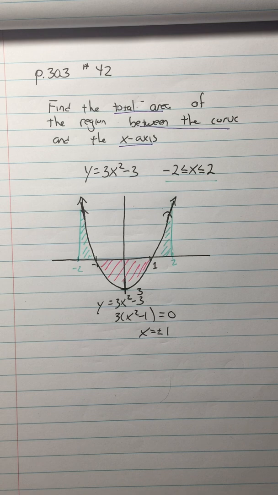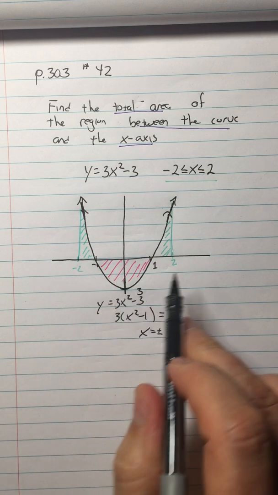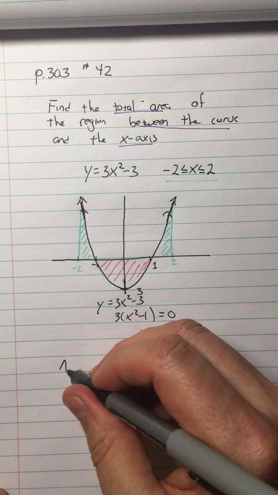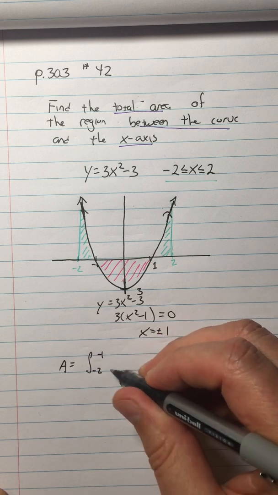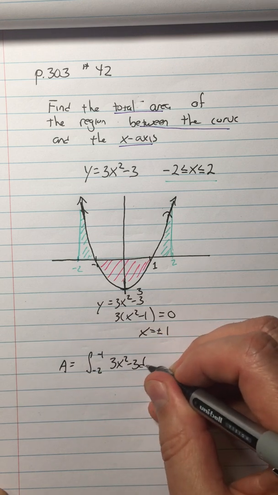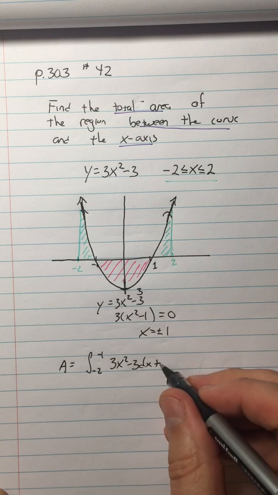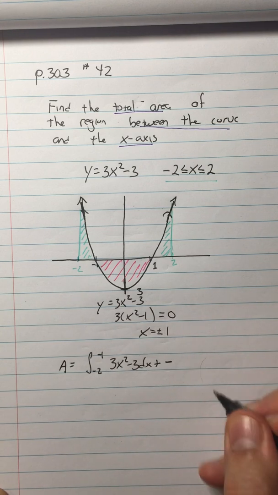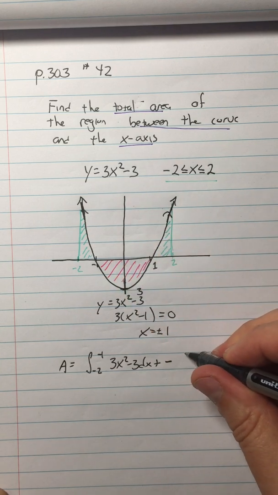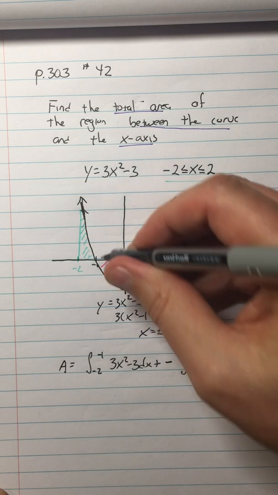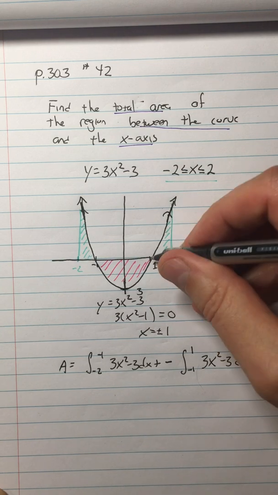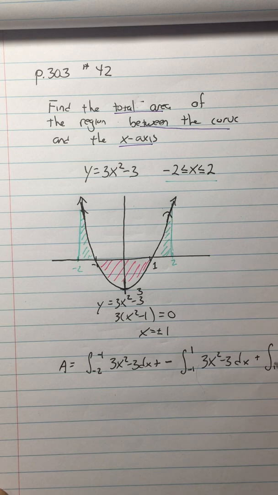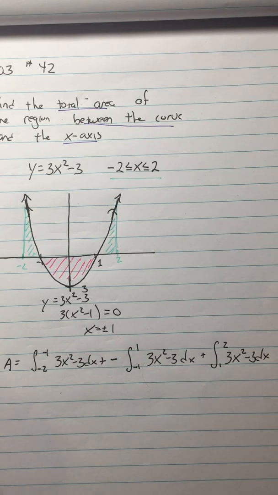I break up the interval. The interval is between negative 2 and 2. So I'm going to break it up like this. I'm going to say that the total area is the integral from negative 2 to negative 1 of 3x squared minus 3 dx, plus, and I should have said minus, because I now have to put a negative, so plus negative, the integral from negative 1 to 1 of 3x squared minus 3 dx, and then plus the integral from 1 to 2 of 3x squared minus 3 dx. All right, that's how you have to split up the interval.